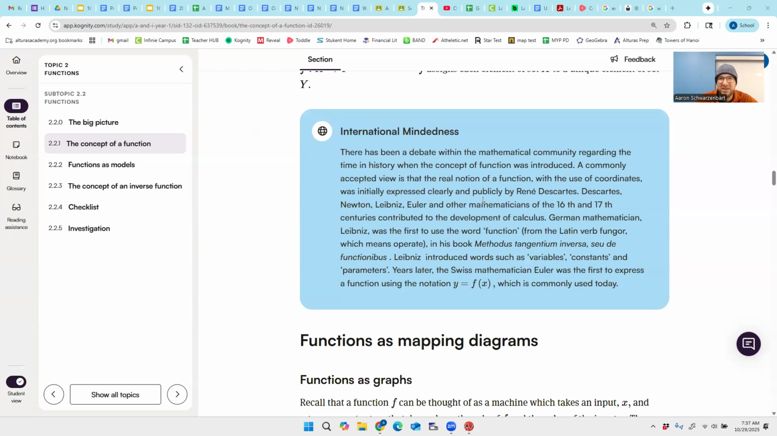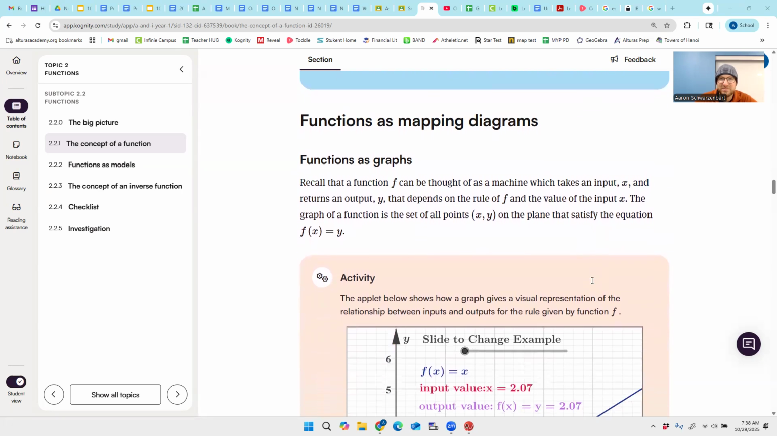Coordinates. Descartes, Newton, Leibniz, and Euler. Euler is Swiss. And other mathematicians of the 16th and 17th century contributed to the development of calculus. German mathematician Leibniz was the first to use the word function in his book, something in Latin. Leibniz introduced the words such as variables, constants, parameters years later. The Swiss mathematician Euler was the first to express function using modern function notation y equals f of x.